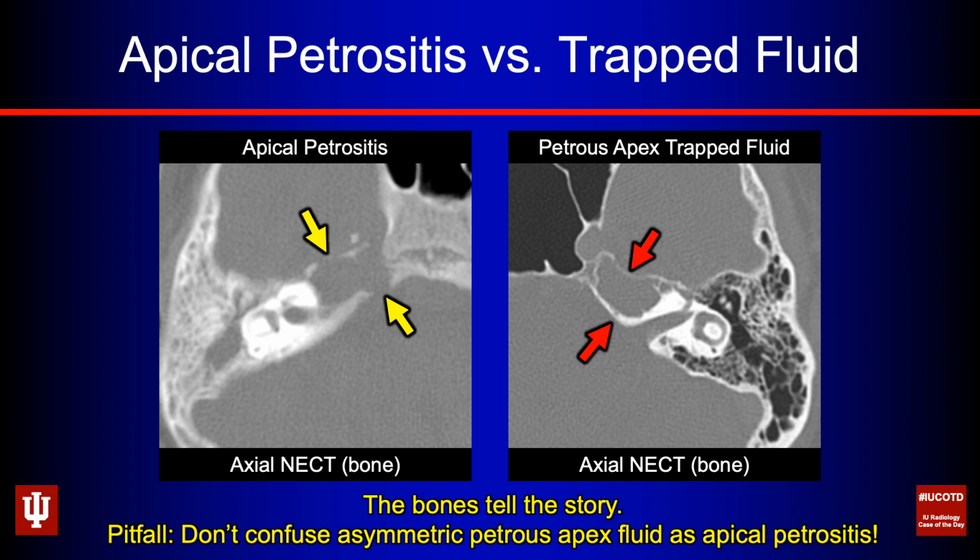So let the bones tell the story. Don't confuse asymmetric petrous apex fluid with apical petrositis. You need to look at the whole picture of what's going on, because you don't want to send these patients to surgery unless you need to. Okay, so use the bones.